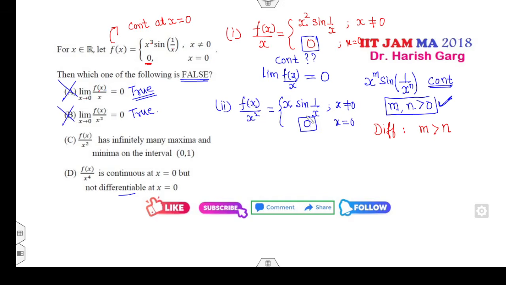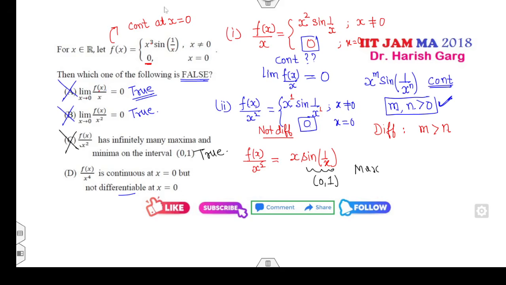Moreover, f(x) over x square is not differentiable. Why? Because m is not greater than n. It's 1 and 1. Fine. f(x) divided by x square has infinitely many maxima and minima. What is f(x) over x square? It is my x sine 1 over x. Yes, it has infinitely many maxima and minima between 0 and 1.